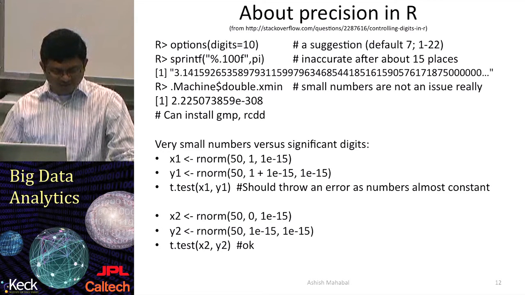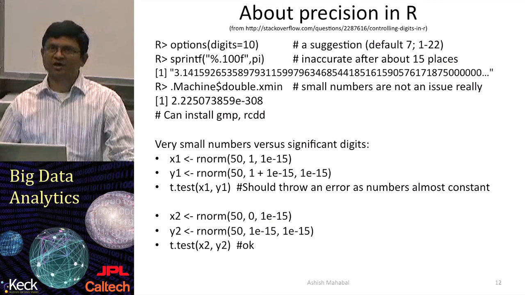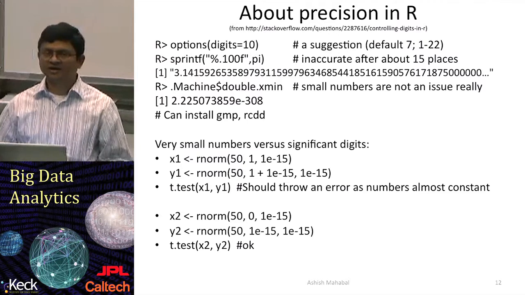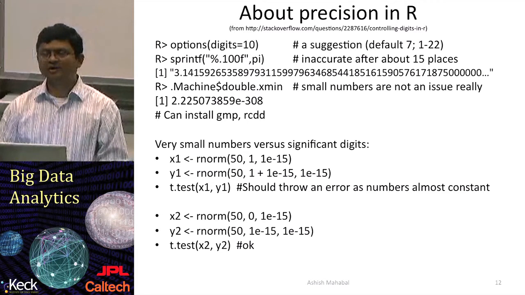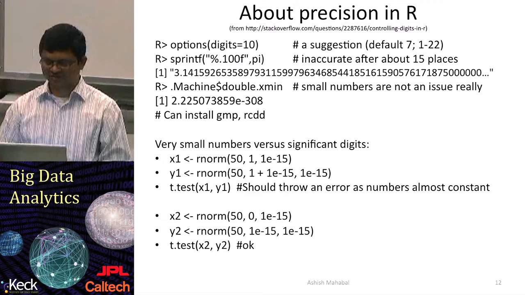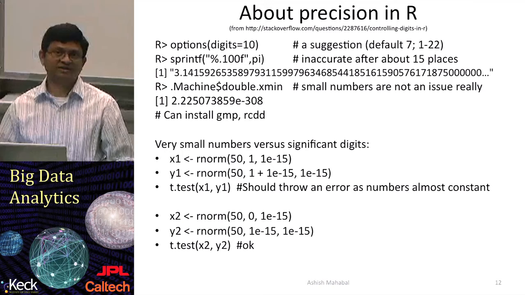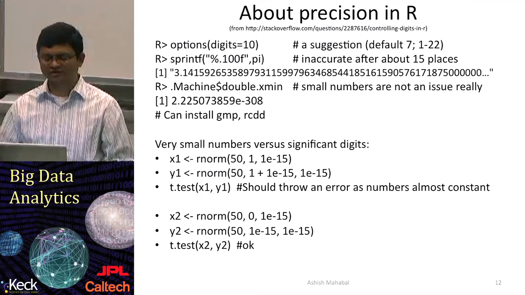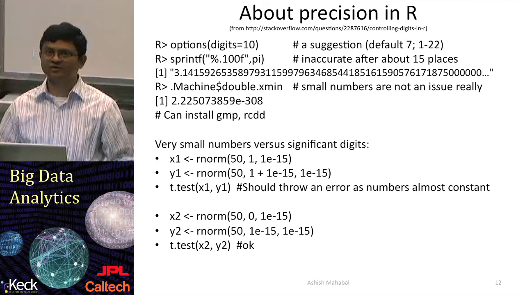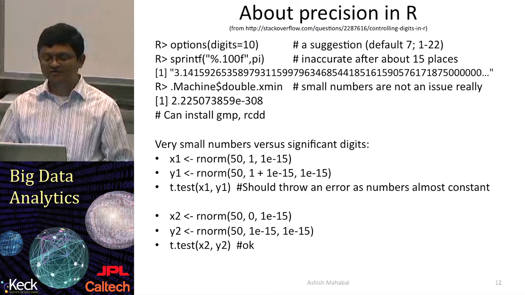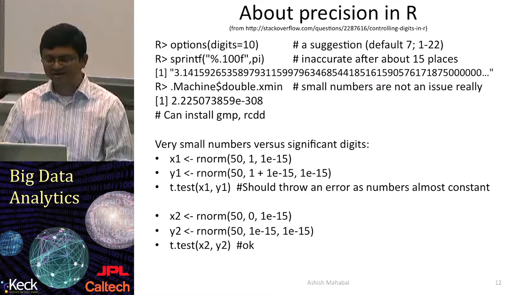So this is something about the precision in R. The default precision is at a certain level, but you can also instruct R to use a slightly different precision. So you could say that I want to use 10 digits, and you can say that by saying options(digits=10). And that's again a suggestion. You can go up to 22. So when does it get used and when does it not get used?